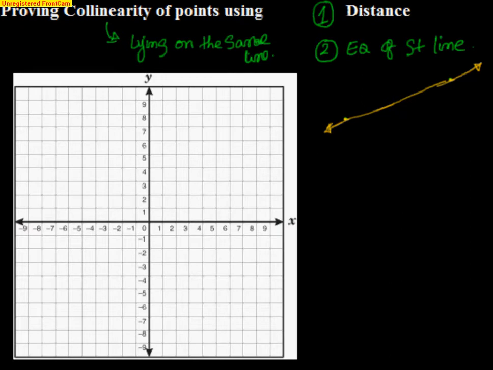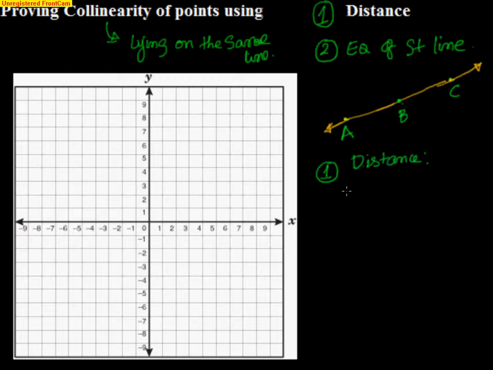Now suppose you want to prove that another point is also lying on this particular line. Let us say this is A, this is B, this is C. How can you prove it? One way: if all of them are on the same line, then the distance between A and C is equal to the distance AB plus BC. So I can use the distance formula.